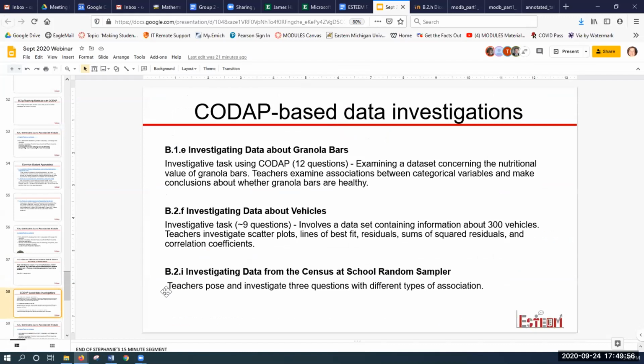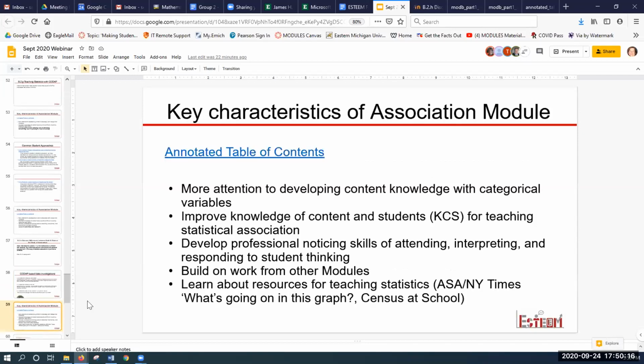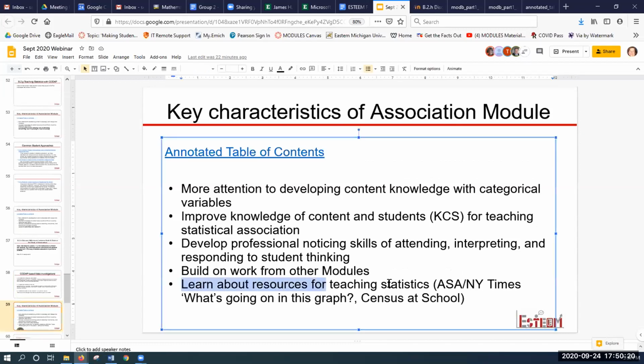We also have them do CODAP-based data investigations. Like I mentioned before, every single part of every single module we made does that. The data sets that we use in ours are about granola bars, thinking about healthy eating and granola bars. The vehicle data set, like I mentioned before, and then we get a data set from the Census at School random sampler.